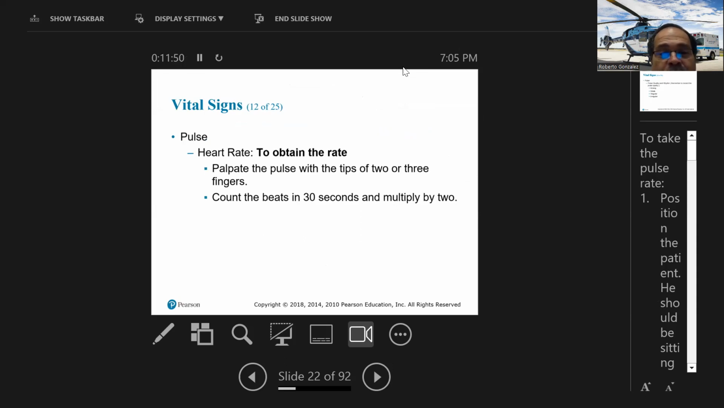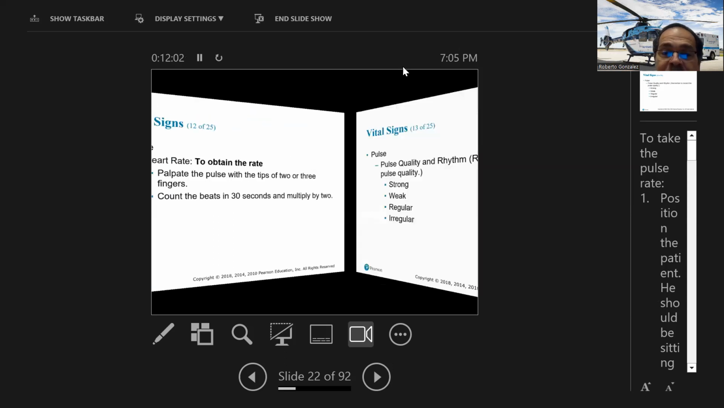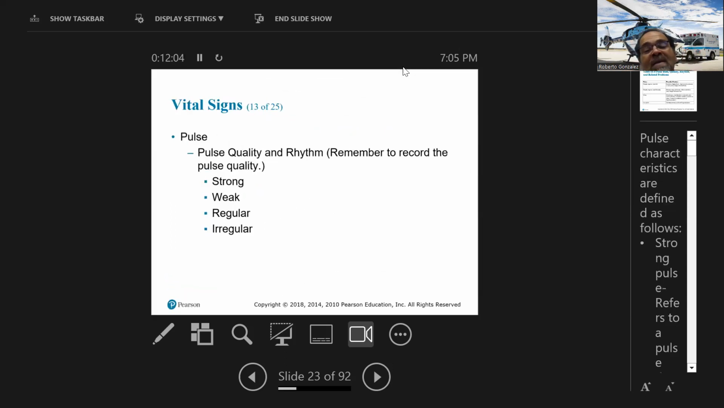Okay, heart rate. To obtain the heart rate, palpate the pulse with the tips of two or three fingers. You can count the beats for 30 seconds and multiply it by 2. Pulse quality and rhythm: remember to record the pulse quality, whether it feels strong, like bounding, boom, boom, boom, weak, regular, or irregular. When it comes to regular or irregular, we're talking about the rhythm itself.